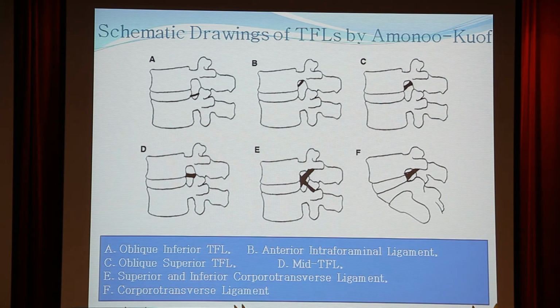So these are the various types of ligament in the foramen, and as you can see, there is an oblique inferior transforaminal ligament here, and this is the anterior infraforaminal ligament here, and the oblique superior transforaminal ligament here, and this is the mid transforaminal ligament. And here you can see the superior and inferior corpus transversarium ligament, very important ligament structures, and this is for L4, and the L5 corpus transversarium ligament is located here. So we can cut this ligament from here, or from here and here.